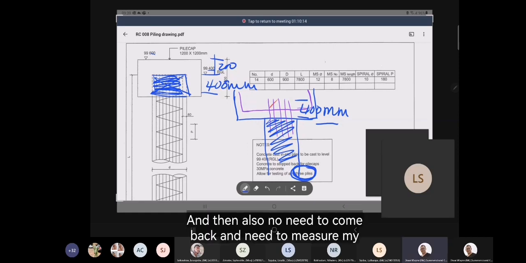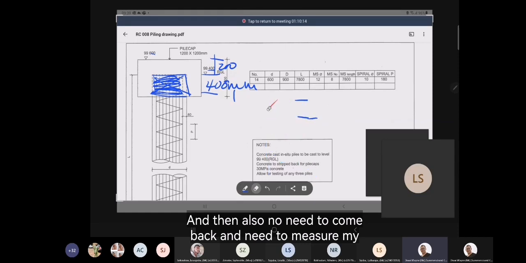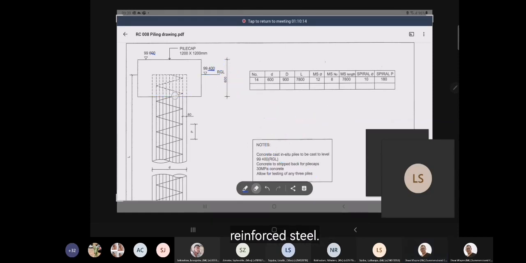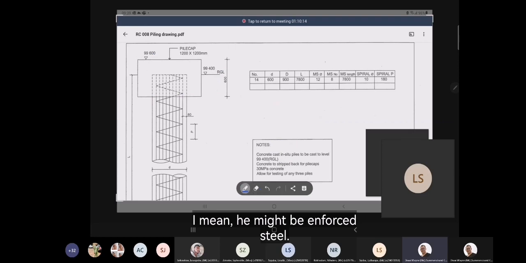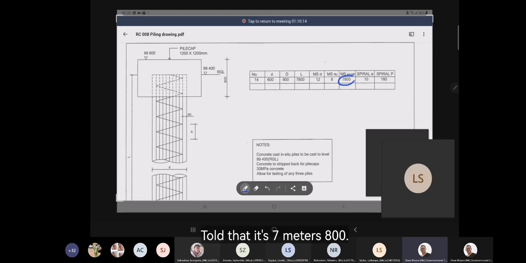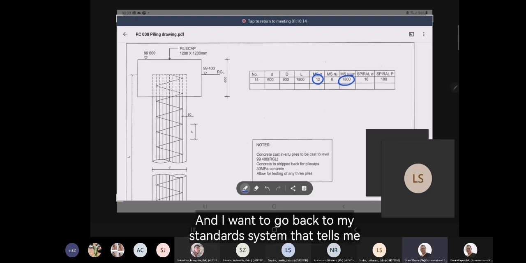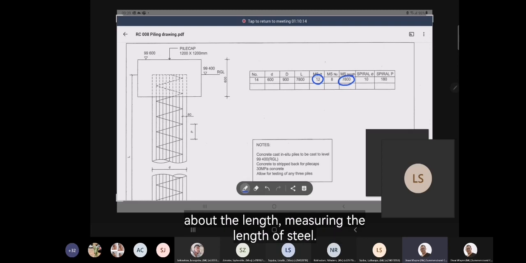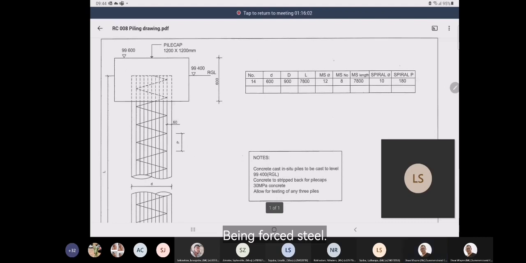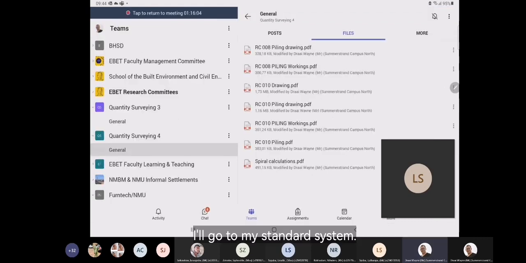I then also now need to come back and measure my reinforced steel. Now measure my reinforced steel. Told that it's 7 meters 800. The diameter is 12 millimeter diameter. And I want to go back to my standard system that tells me about measuring the length of reinforced steel. Now go to my standard system.